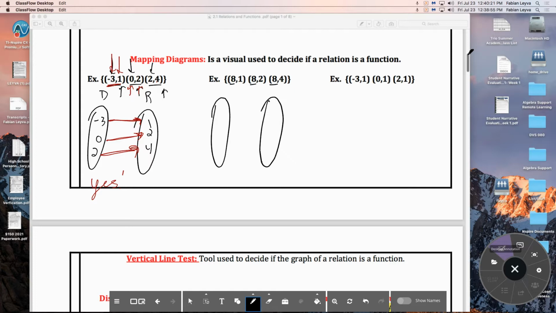I can see that my domain value is just an 8. I'm not going to repeat it because, again, you'll get marked down, since you need to know your maps. 1, 2, and 4 are my range. Let's go ahead and do some maps. I can see that 8's in relationship with 1, 8's in relationship with 2, and 8's in relationship with 4.